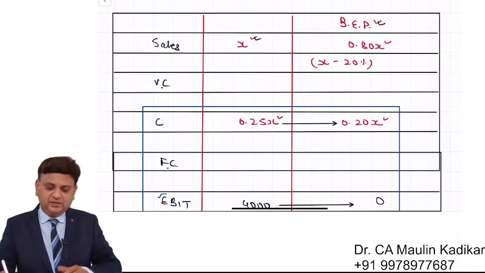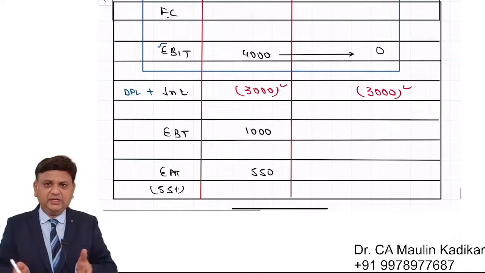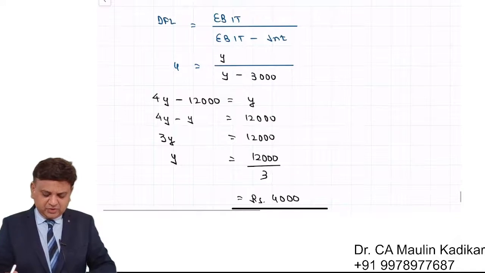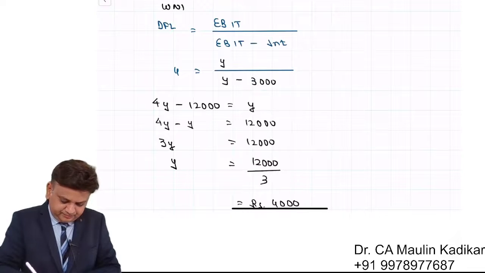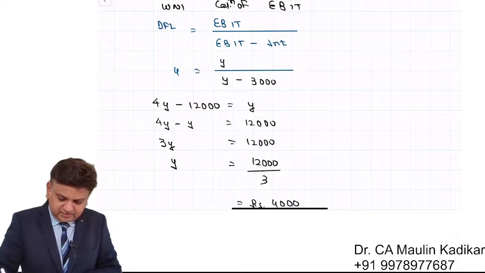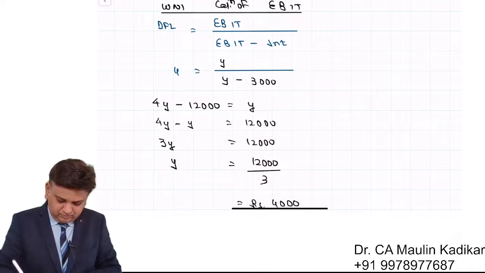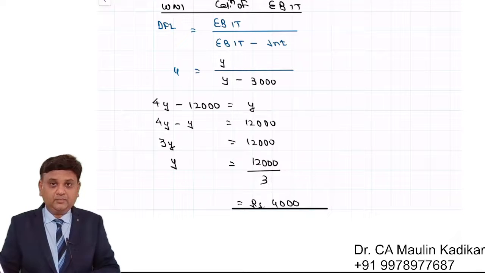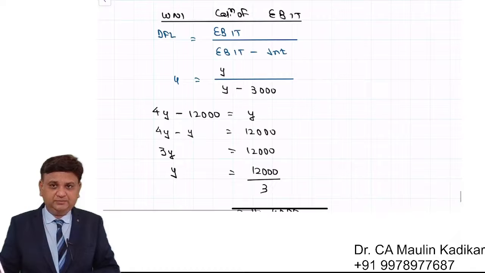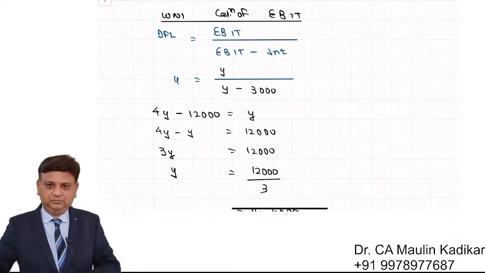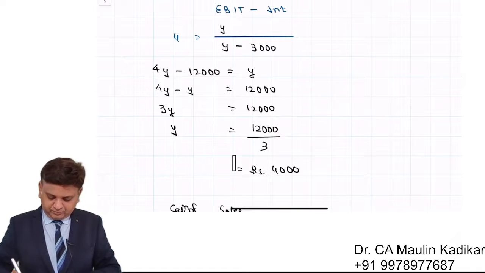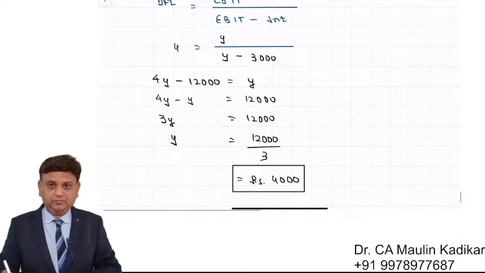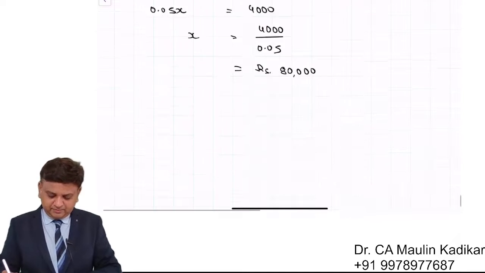So friends, this is what we understand in detail. I request all of you to start calculating and writing the answer from here. Working note number 1, calculation of earning before interest and taxes. Please write down the answer. It is 4,000. Now write down further.